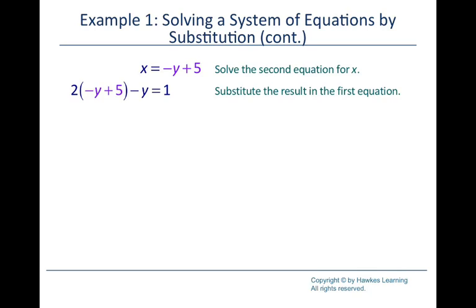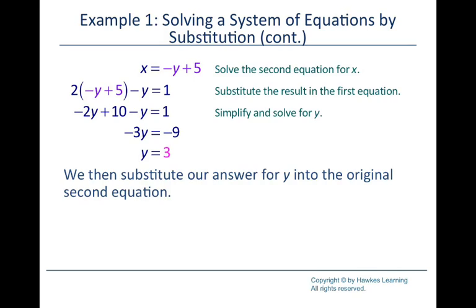But now we have all y's. And so you distribute your 2: negative 2y plus 10 minus y equals 1. Then negative 2y plus negative y is negative 3y. You subtract your 10 across, and so negative 3y equals negative 9. Divide by negative 3, and you get y equals 3. Now we put that back in the first equation to figure out what x is. So where we have negative y plus 5, you have negative 3 plus 5.